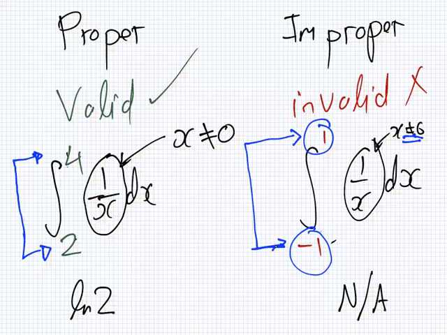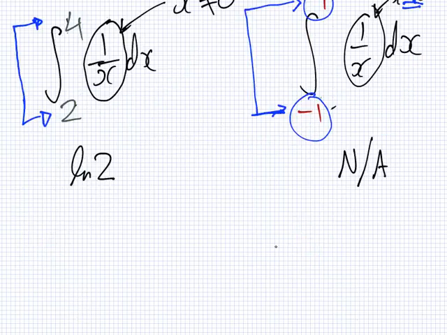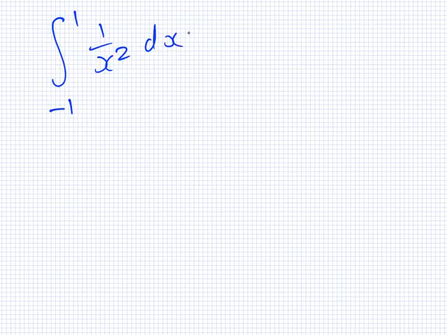What you were saying is that you can sometimes get an answer if it's improper. So let's have a look at a couple more examples. What about this one here? Minus 1 to 1, 1 over x squared dx. Is this proper or improper? Improper, yeah, because of 0.